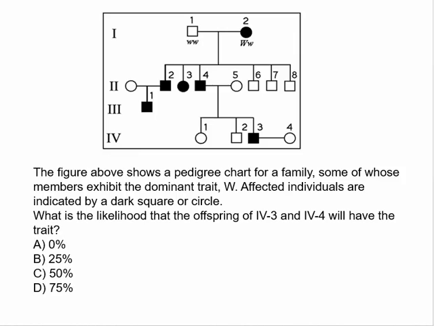So here we have a pedigree for a family, some of whose members exhibit a trait W. Affected individuals are indicated by a dark circle or square. What's the likelihood that the offspring of 4-3 and 4-4 will have that trait? So here we have the generations. 4-3, that's this individual, and here's 4-4. So there's a mating here. What are the odds that their offspring will have this trait?